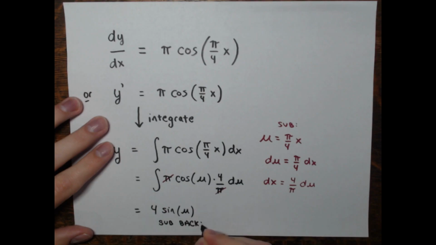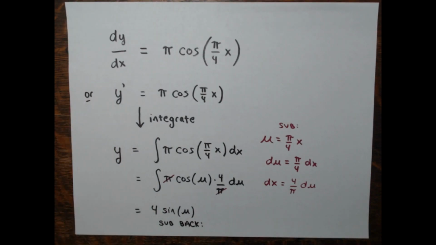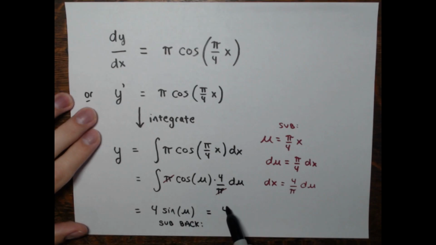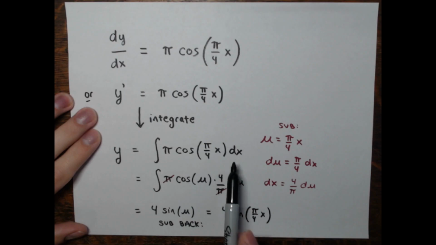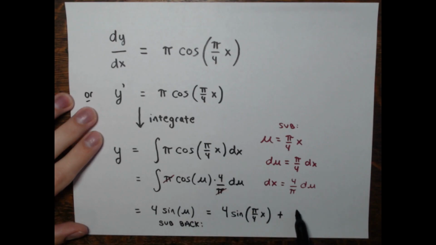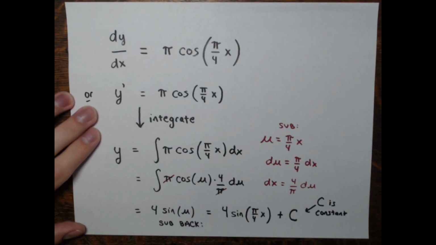Go back to the original variable. The original independent variable was x. And we get 4 times the sine of, u was pi x over 4, or pi over 4 times x. Now remember, this is an indefinite integral. So I could also throw on any constant I wish, so plus c here. C is any constant, plus 2, plus 8, plus pi, plus the square root of 2, minus 1/3, whatever. And it would still have the same derivative.